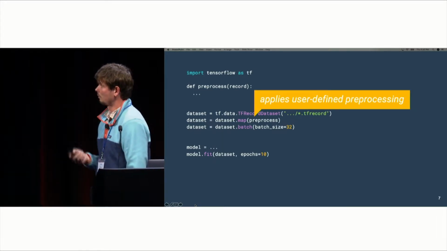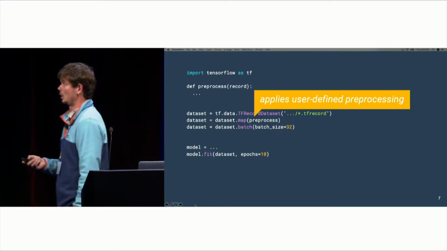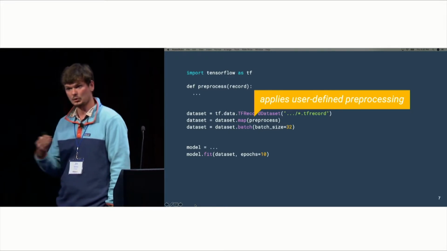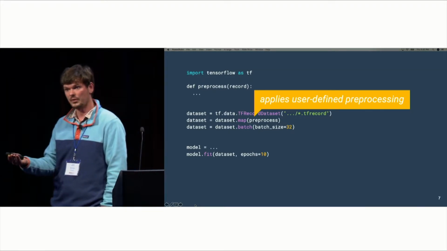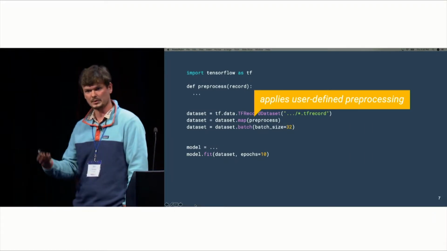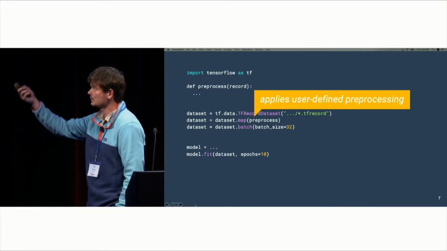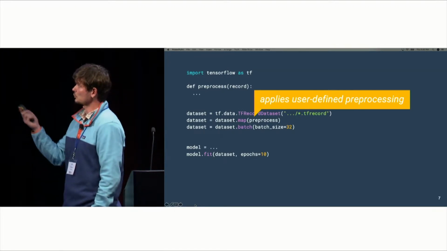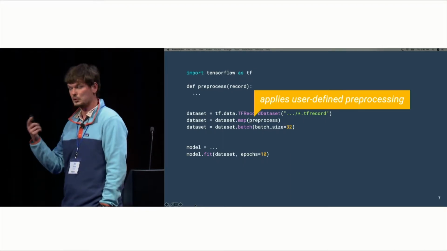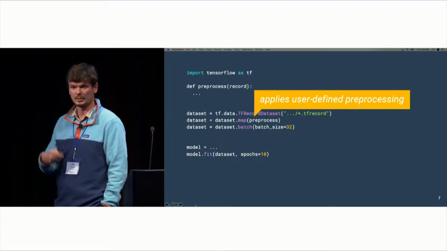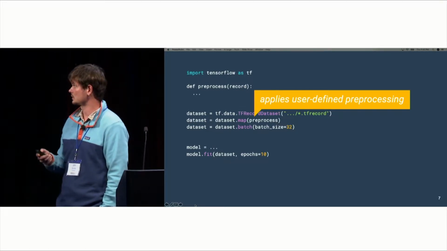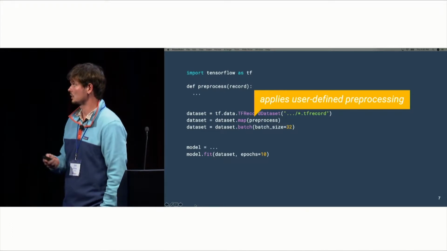So a map transformation is kind of a meta transformation in the sense that you can customize it yourself with a function that defines how the elements of the input data set should be transformed to produce elements of the output data set. I'm eliding the details of the preprocess function here, but it could, for example, parse the format of the individual records in the file, and assuming it's an image, it could then perform some cropping or decoding, say if it's a JPEG, and applying distortions to the image.